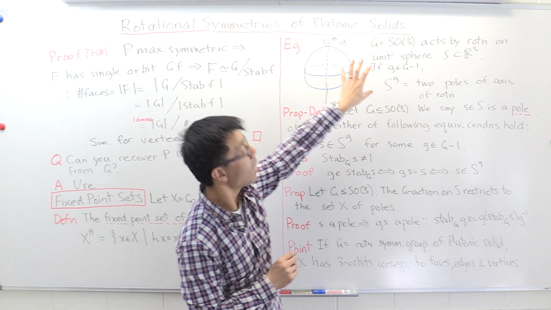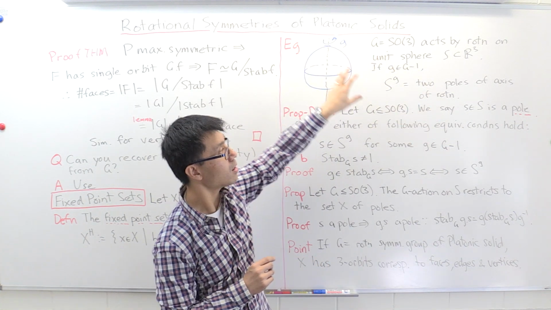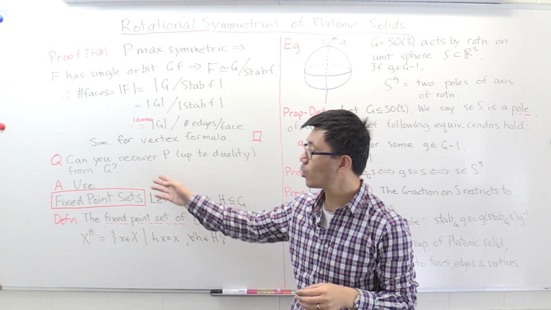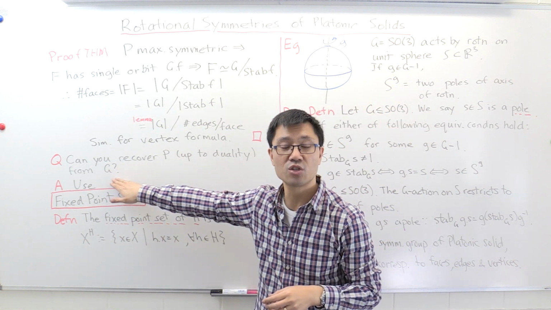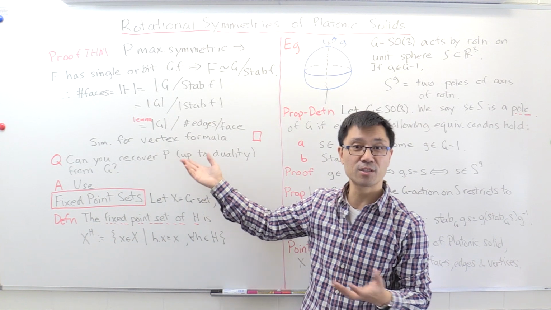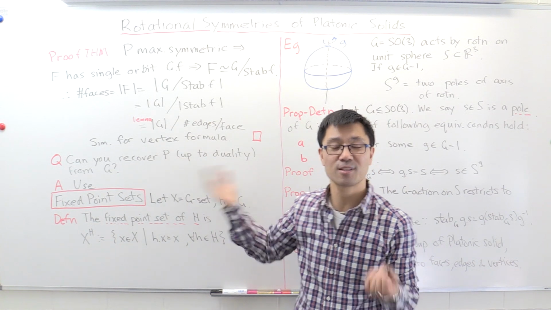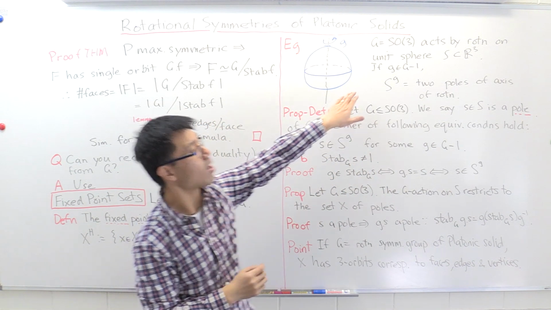So we're going to generalize what's going on here. Remember in this question we're starting with a group of rotations, and we want to recover some Platonic solids, some points at least, some set of points. So this is a way to do that.